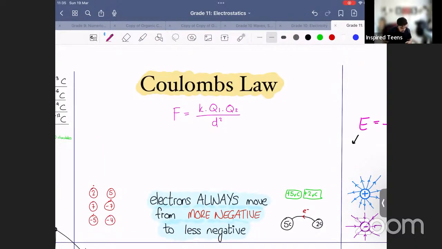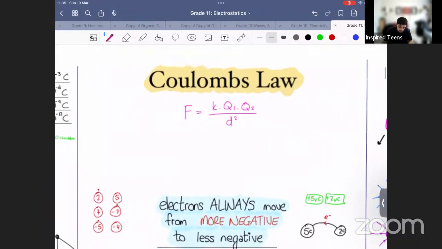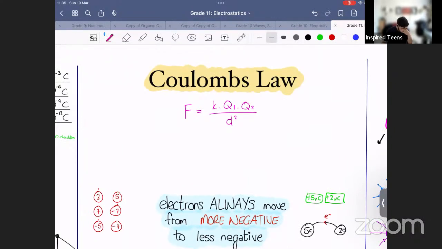Coulomb's law. Okay, so that was a revision of grade 10. Now we talk about Coulomb's law, which is new work. Coulomb's law has the following formula: F is equal to K times Q1 times Q2 over the distance between them squared.